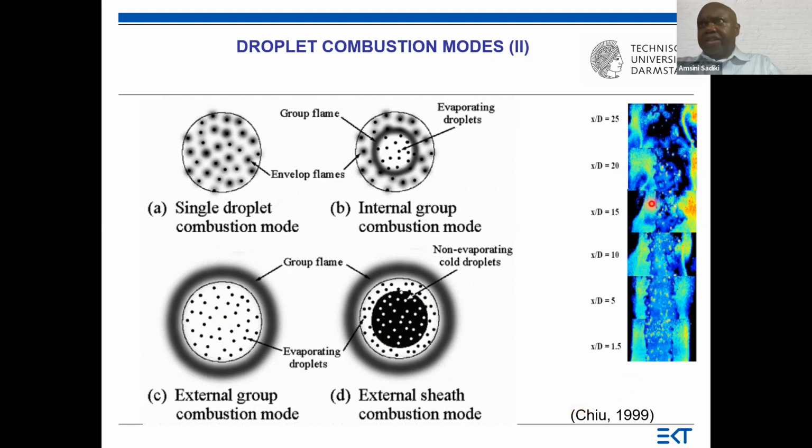And this is an experiment by Masri from Sydney, in which we can see some droplets here which interact with the flame, but it is not really visible. But it was only to give you an idea of how these droplets can also traverse the flame.